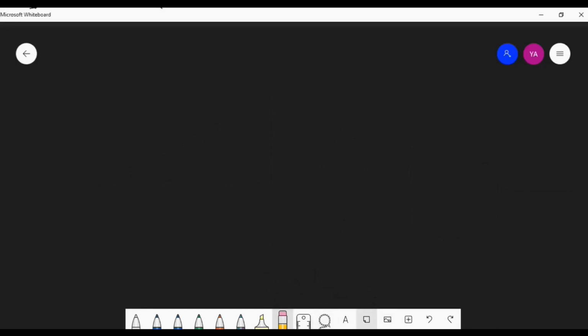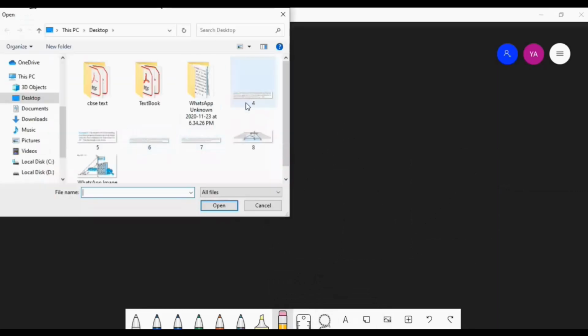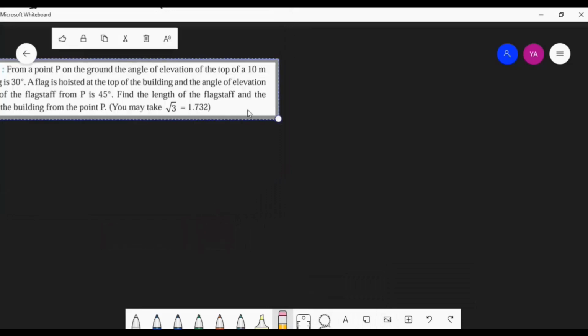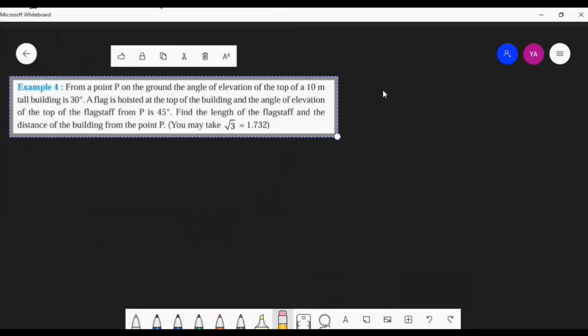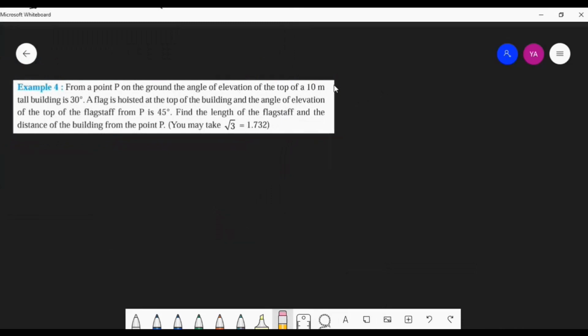Okay, so we start the question. For example number 4, I will start with this question. From a point P on the ground, the angle of elevation of the top of a 10-meter tall building is 30 degrees. A flag is hoisted at the top of the building and the angle of elevation of the top of the flagstaff from P is 45 degrees. Find the length of the flagstaff and the distance of the building from the point P.